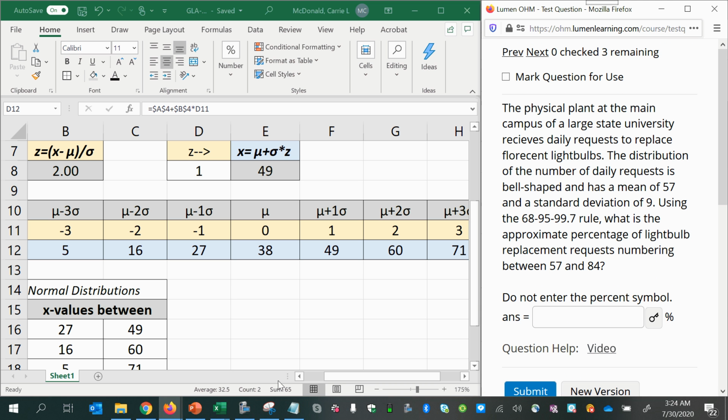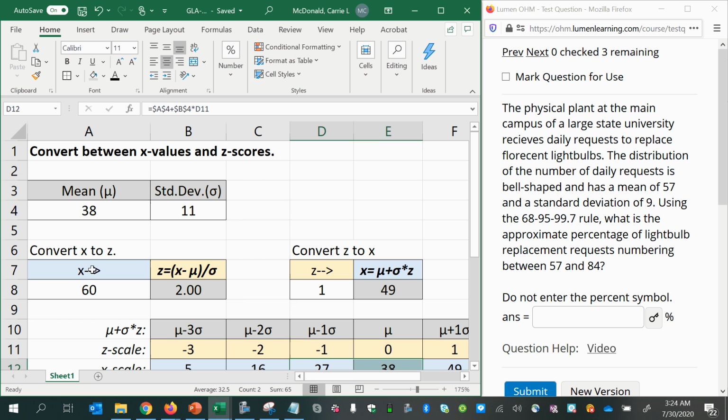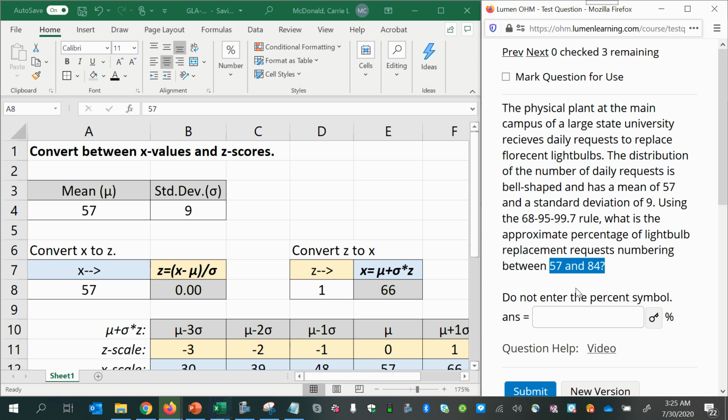What about between 57 and 84 with a mean of 57 and a standard deviation of 9? Okay, so the z-score for 57 is obviously going to be 0 because that's the same as the mean, right? And the z-score for 84, and I'm getting these numbers from here, for 84, that would be 3.